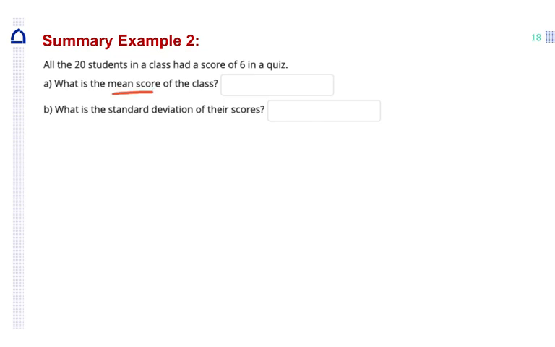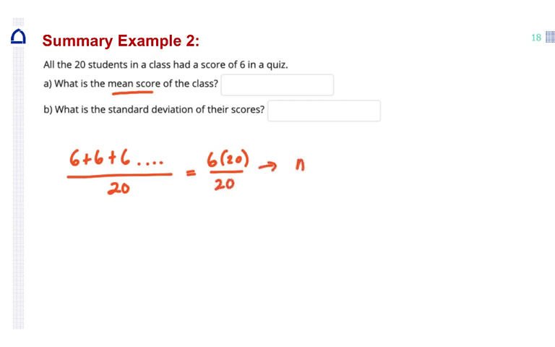So the mean, you would add up all the scores and divide by the total number. So in this case, we would do 6 plus 6 plus 6. There's 20 of them. And then we would divide by the total number. In the end, that's going to be 6 times 20 divided by 20. So you will get that the mean is 120 divided by 20, which would be 6. Totally makes sense. If everyone has the same score, then the mean will be that score.